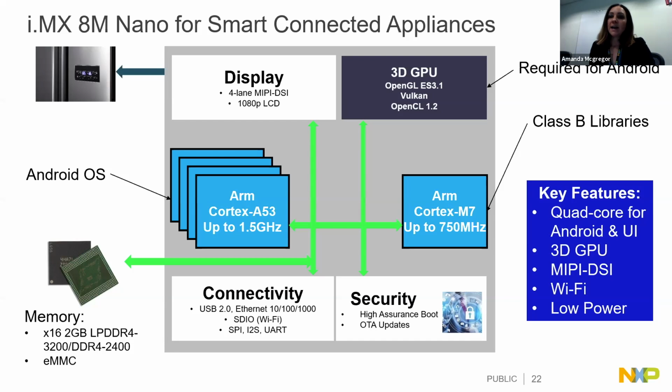And then on the ARM Cortex-M7, this could be used to run Class B safety libraries. We are working on this at NXP to deliver a reference for that. And that is important as you have these devices that start having a more rich user interface. You need to be able to ensure that the device itself is still going to do the job that it's meant to. And that's where these safety libraries come into play. And that is a great use of the Cortex-M7 core in this particular situation.